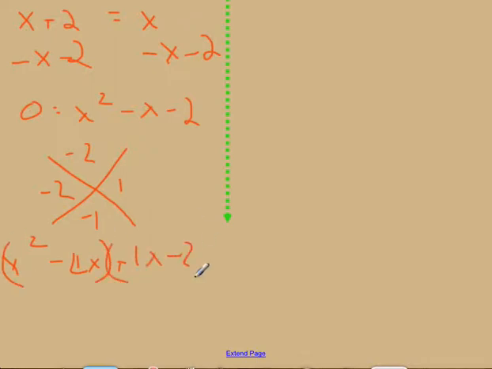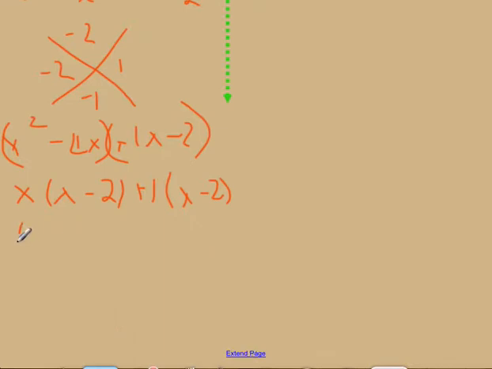Then we're going to make two groups. We're going to take an x out of the first group and we're left with x minus 2. Then we're going to take a 1 out of the second group because there is no greatest common factor in the second group, and we're left with x minus 2. Now our leftovers are matching, so I can write those out. I have x minus 2, and then what's left after I take my leftovers out, which is x plus 1. So I have x minus 2 and x plus 1.